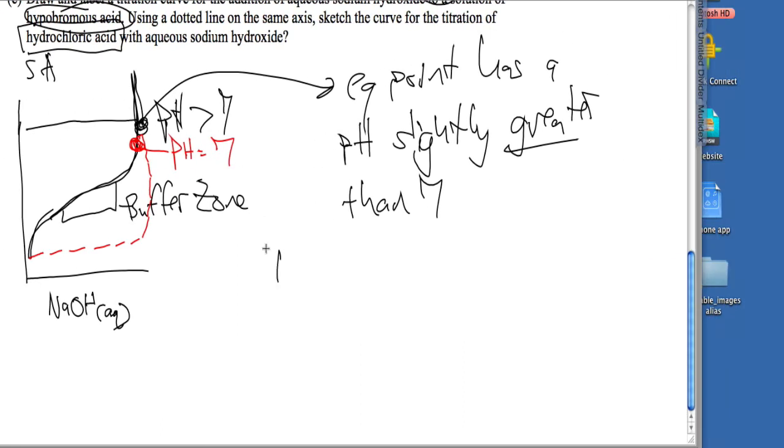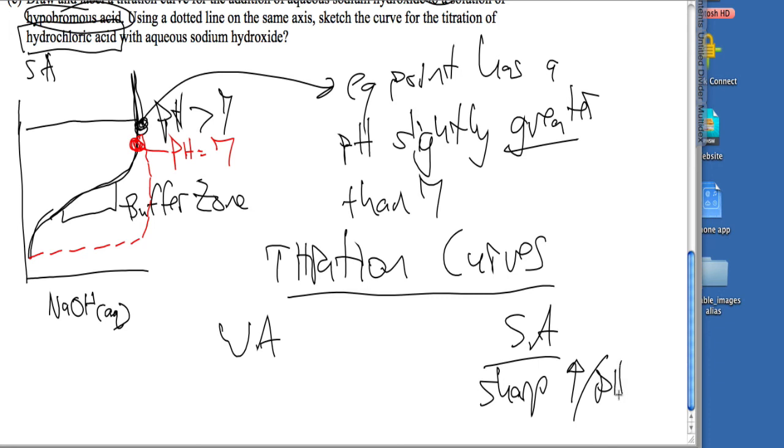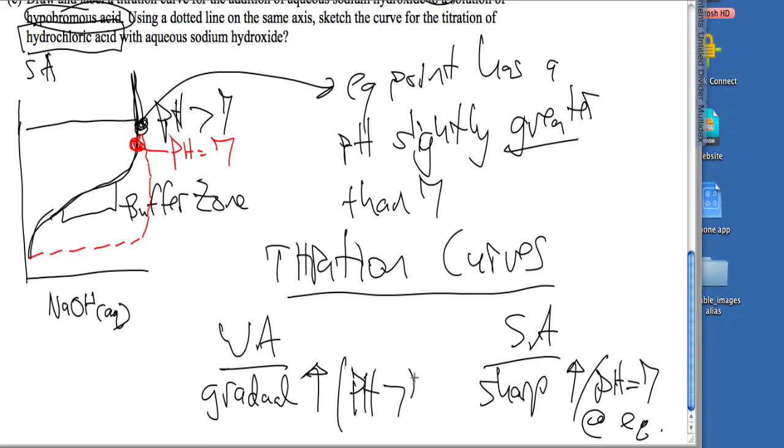So for titration curves, we're going to do a weak acid and a strong acid. For the strong acid, it's a sharp increase and pH equals 7 at the equivalence point. For the weak acid, we have a gradual increase and pH is greater than 7 at the equivalence point.